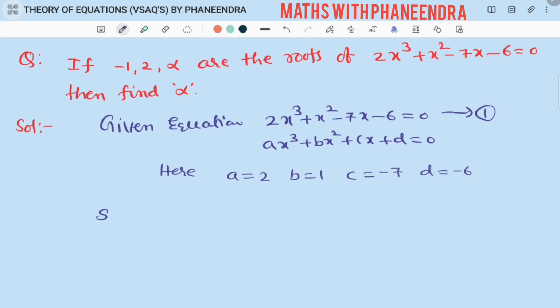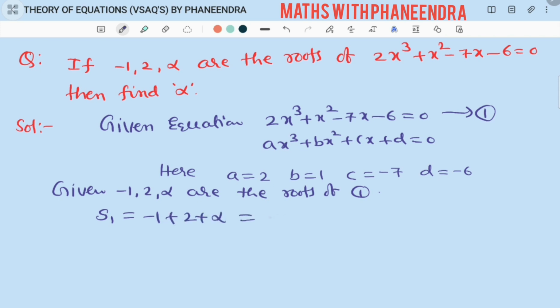But first let's take S1. Given minus 1, 2, alpha are the roots of equation 1. So S1 is the sum of the roots, no? Minus b by a. So minus 1 plus 2 plus alpha is equal to minus b by a, minus 1 by 2. Simplify: minus 1 plus 2 is 1, plus alpha is equal to minus 1 by 2. So alpha is equal to minus 1 by 2 minus 1. Alpha is equal to minus 3 by 2. So we got the answer.